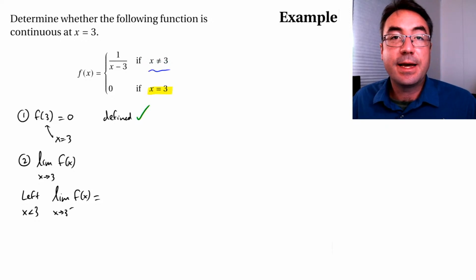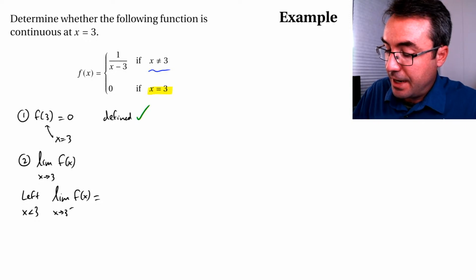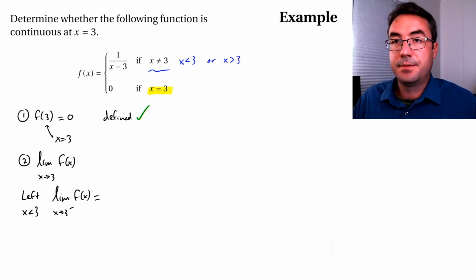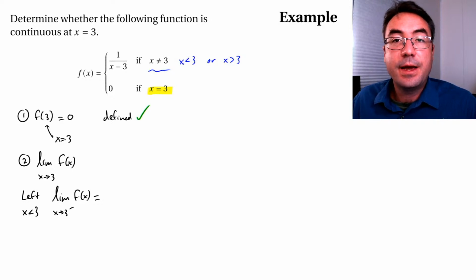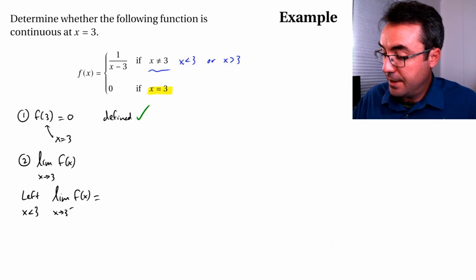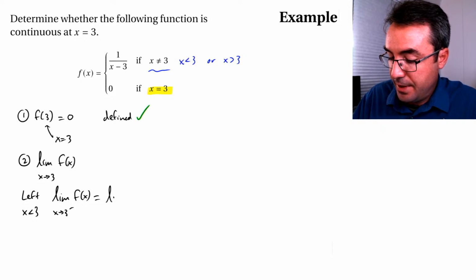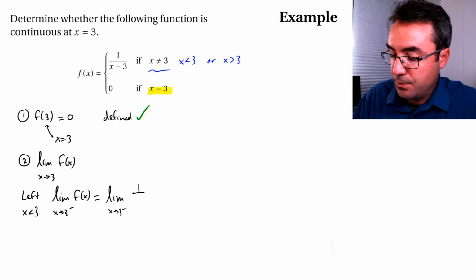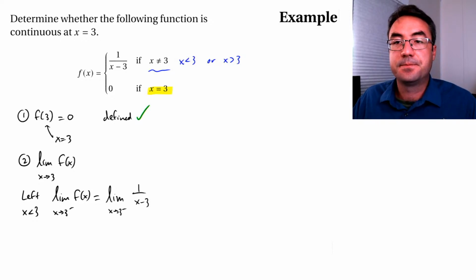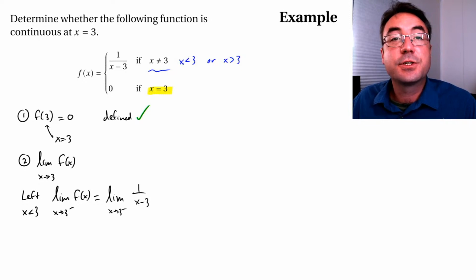So there is when x does not equal 3. So really there's kind of like two inequalities there: x less than 3 or x greater than 3. So if x is less than 3, the way our function is defined, the limit is defined as 1 over x minus 3. So on the left side, our function is 1 over x minus 3.